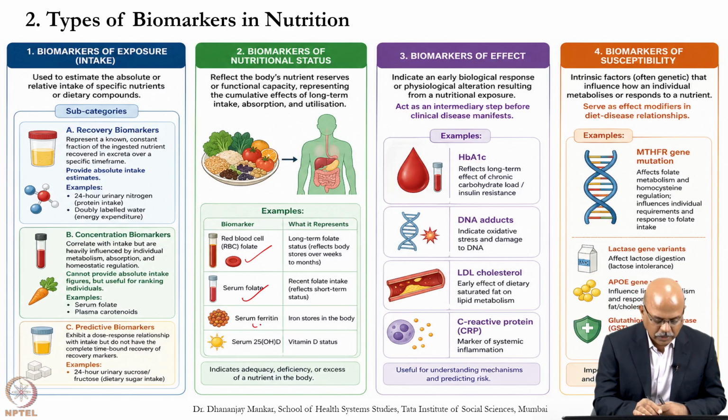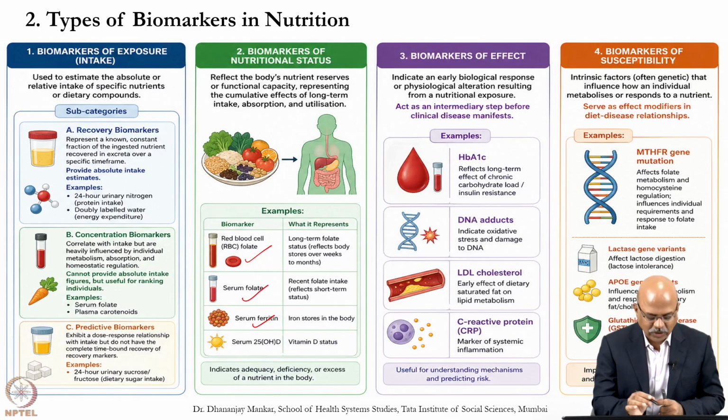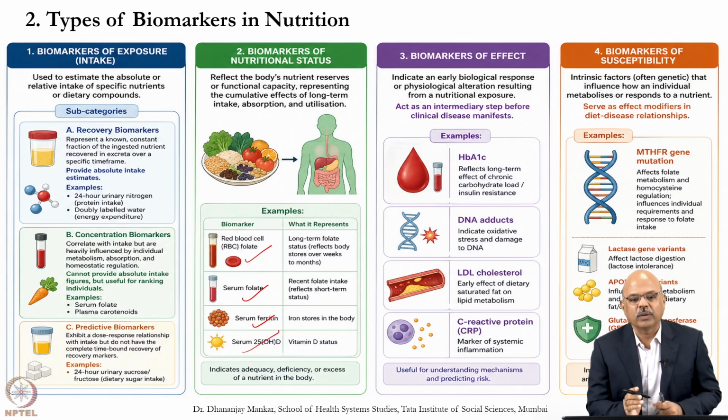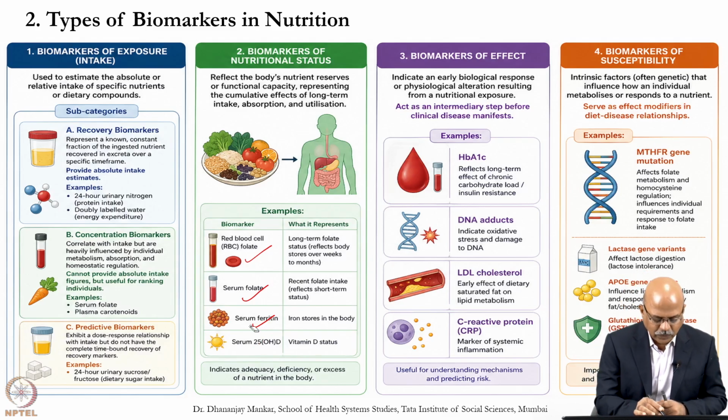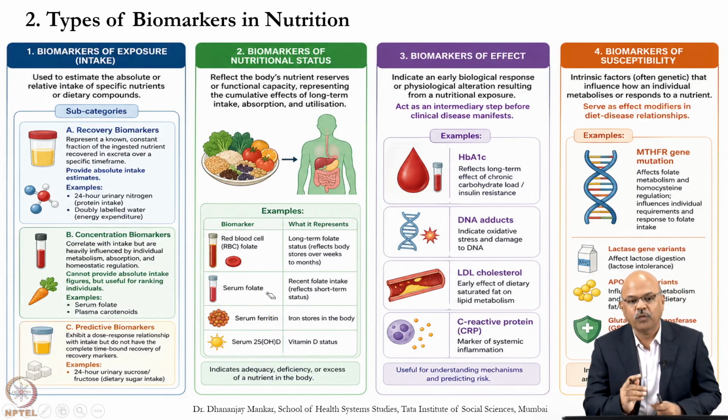Serum ferritin shows iron stores in the body; this biomarker gives you the nutritional status. Serum 25-OH D indicates vitamin D status. These indicate the adequacy, deficiency or excess of a nutrient in the body.